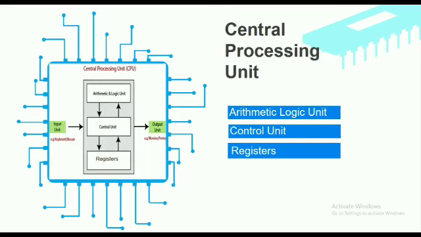CPU consists of arithmetic logic unit and control unit. CPU also has a set of registers. These registers are for temporary storage of data, instructions, addresses, and intermediate results of calculations.